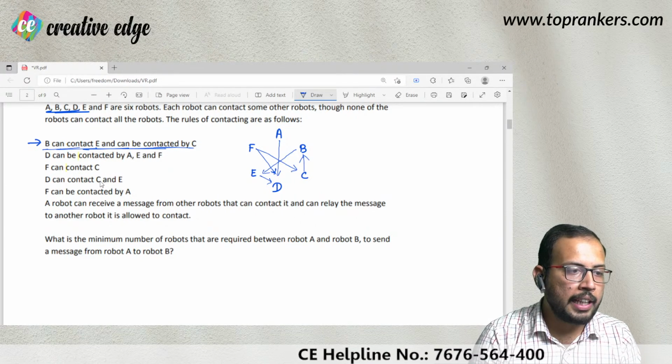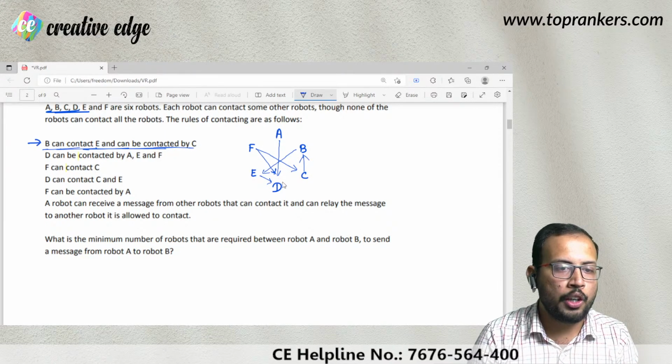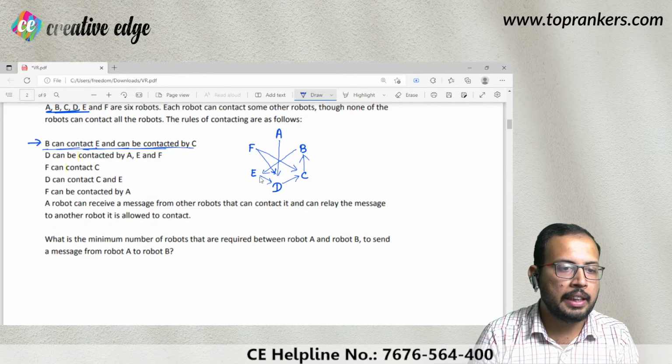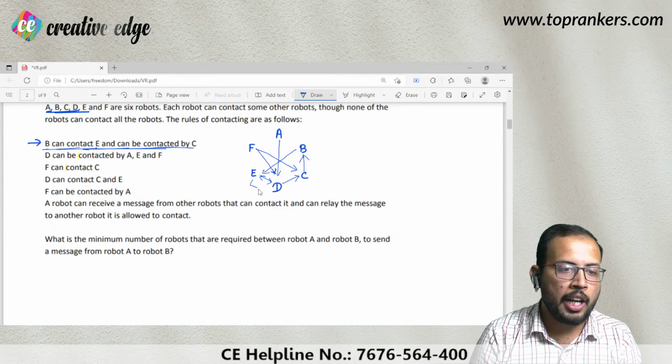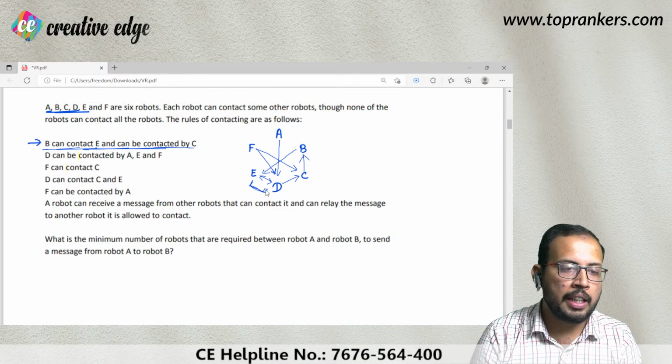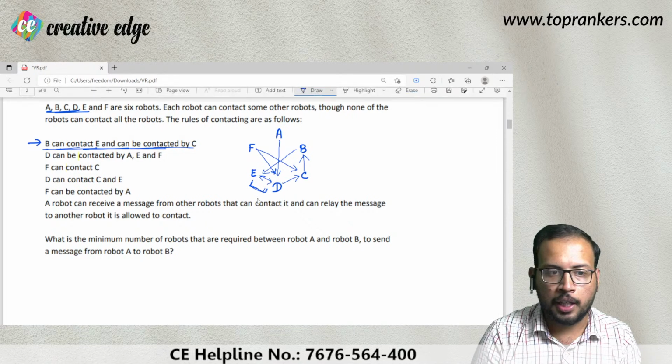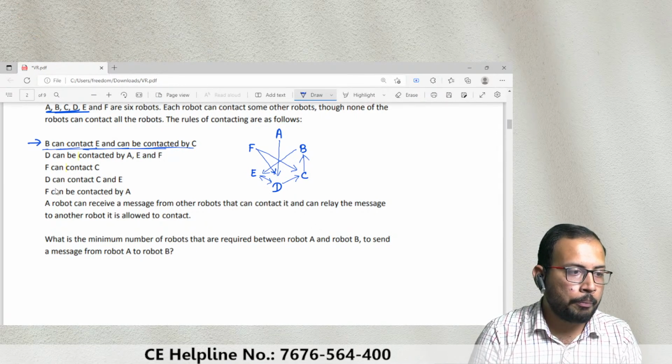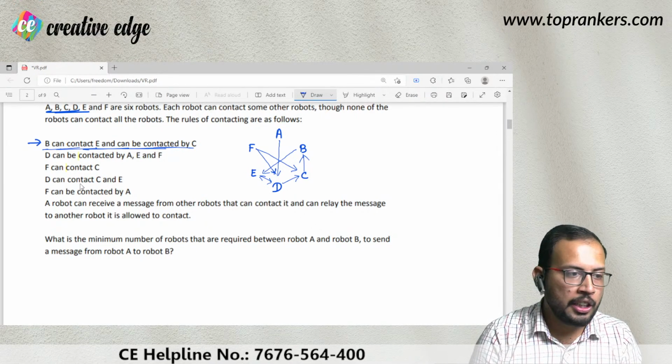D can contact C and E. So D can contact C as well as E. That means the contact between D and E is bidirectional. I hope everyone is realizing that. Now, D can contact C and E. So I have marked that.